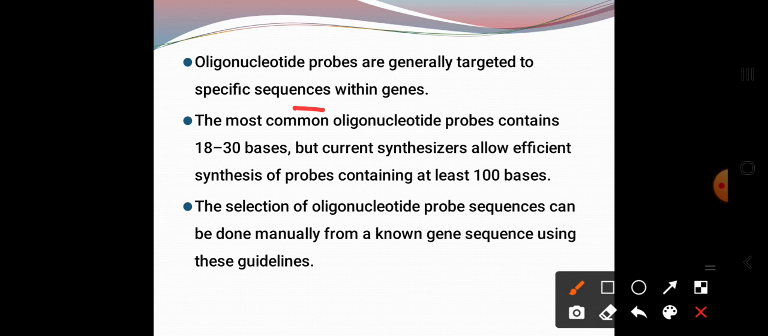The most common oligonucleotide probes contain 18 to 30 bases, but current synthesizers allow the efficient synthesis of probes containing at least 100 bases. The selection of the probe sequence can be done manually from gene sequences using guidelines. The guidelines are given on the next slide.